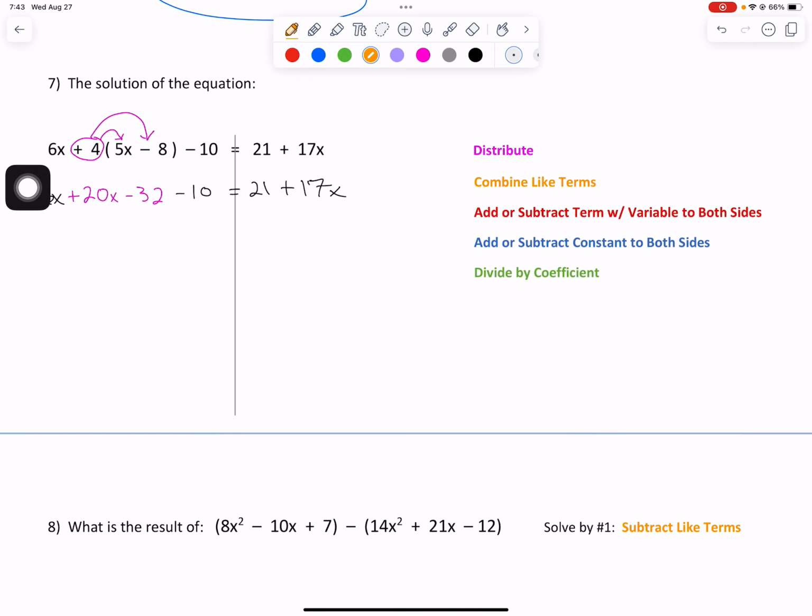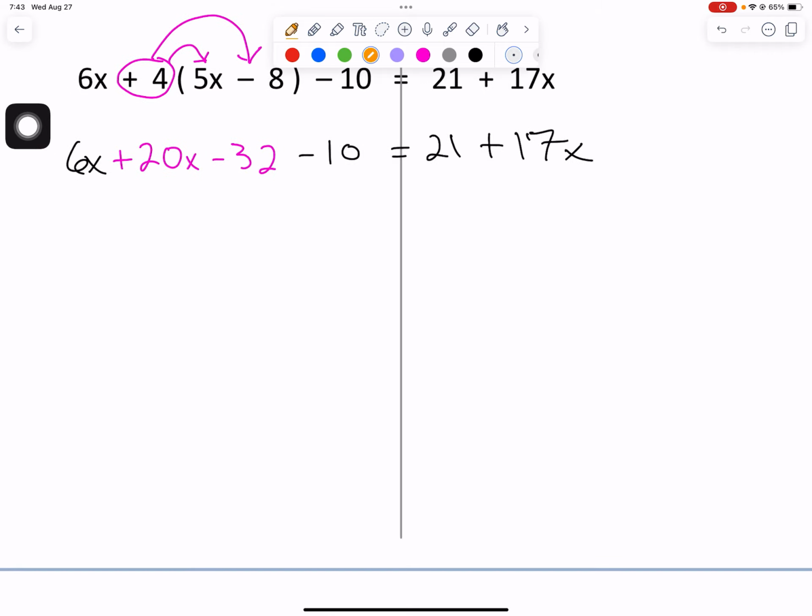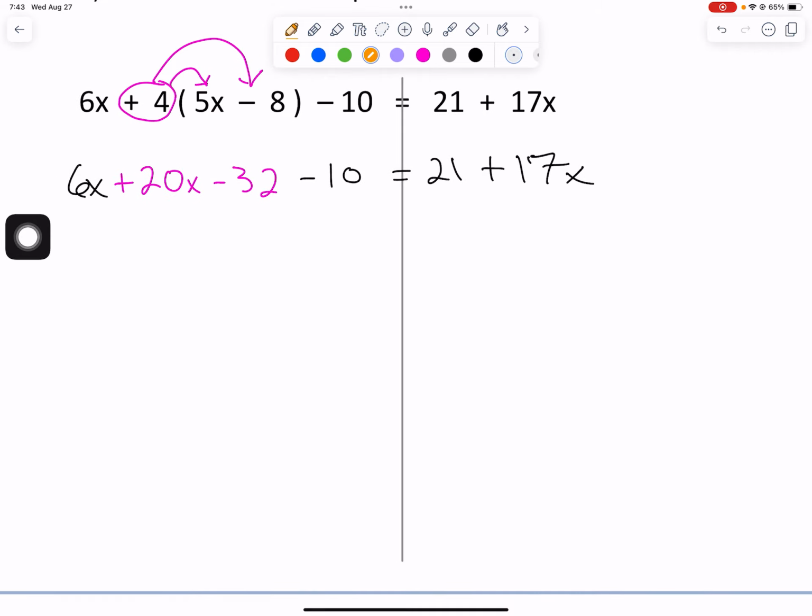Step 2 in orange this time. We will combine like terms. 6x plus 20x minus 32 minus 10 equals 21 plus 17x. Well, on this right side, the 21 we cannot combine with 17x. So we're good over there. But let's take a look at this left side. I'm going to underline my 6x. What can I combine it with? Great job, class. 20x. Yes, I am born on the 26th with another 26 in the family and a 26 for the kids. So we do have a 26x.